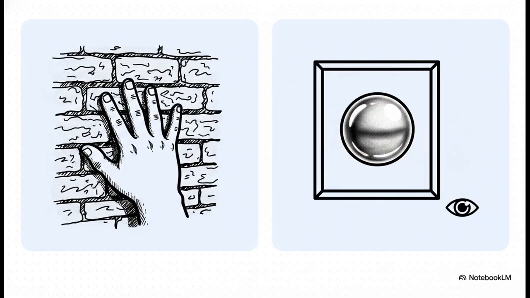All right, next up, texture. And there are two kinds. The first is tactile texture, the stuff you can literally feel. Think about a Van Gogh painting with those thick globs of paint. You could actually run your hand over it and feel it.